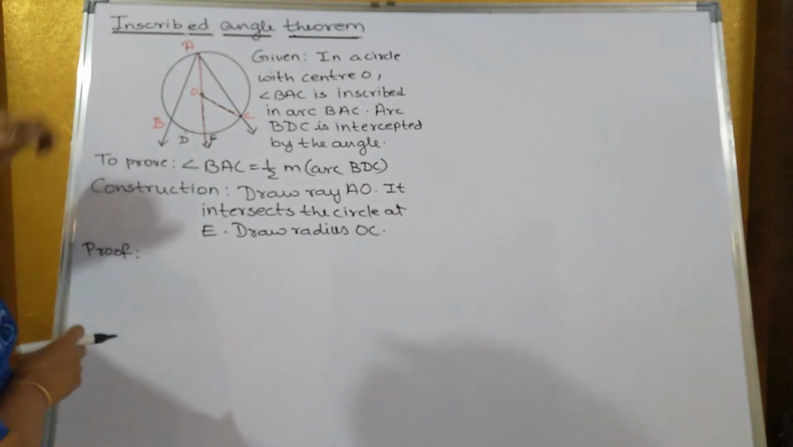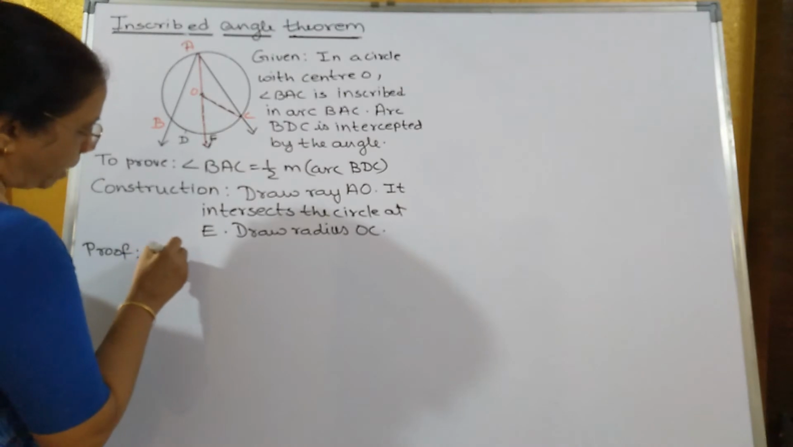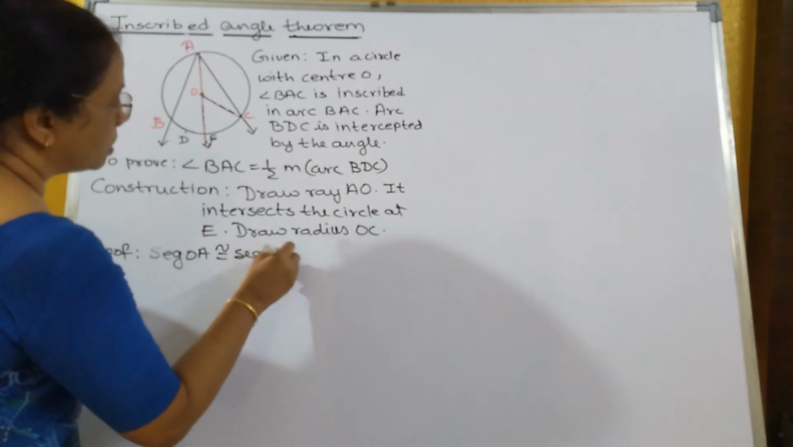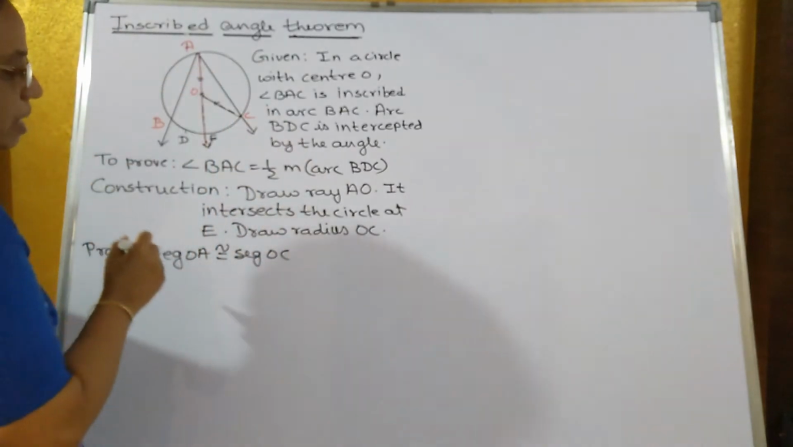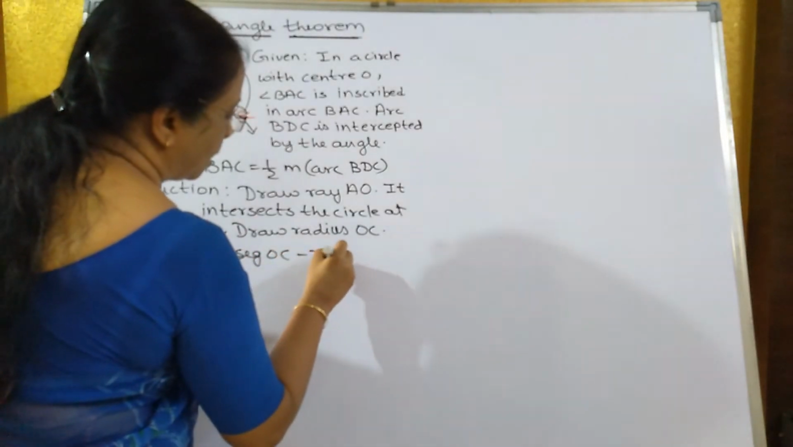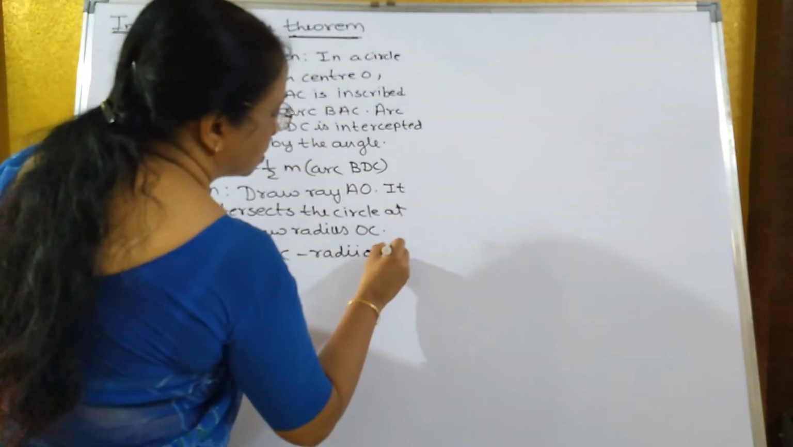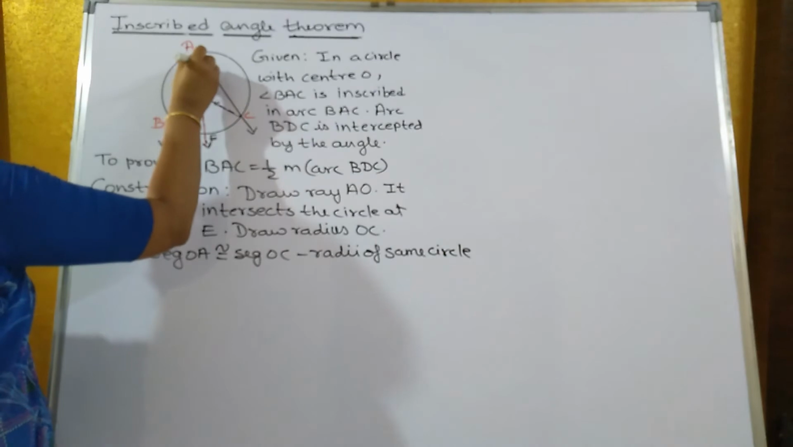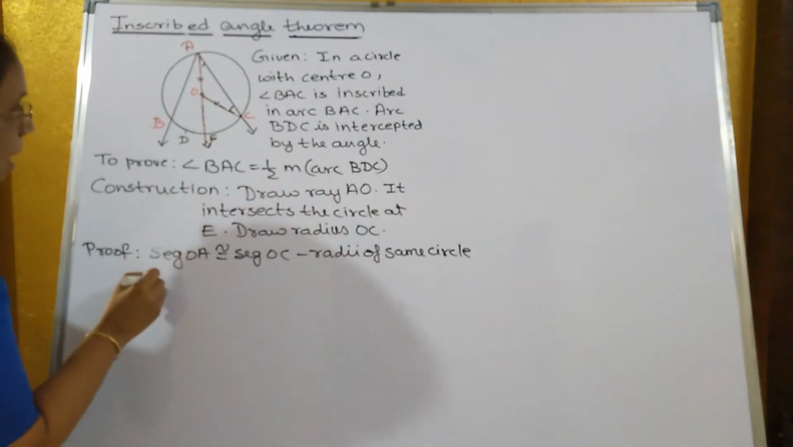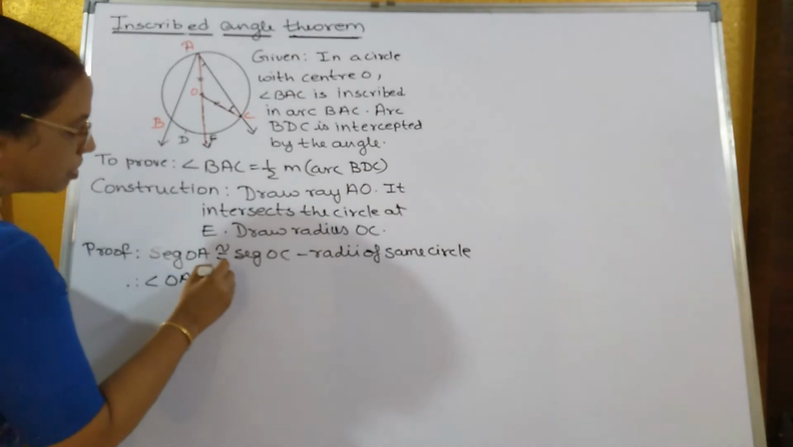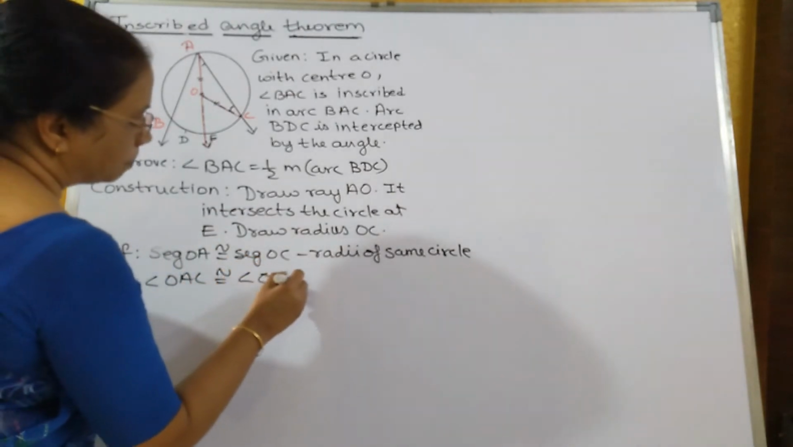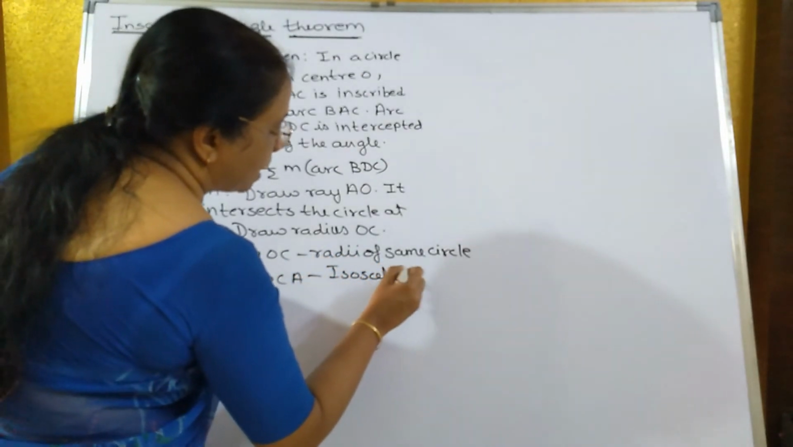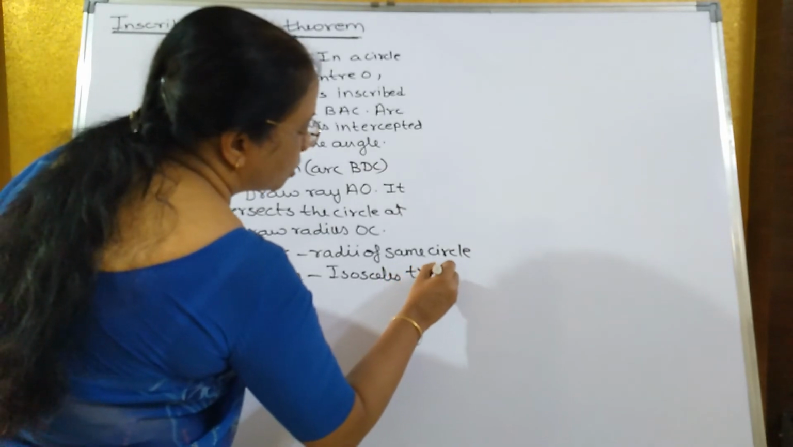Now seg OA is congruent to seg OC. This is congruent to this. Why? Because they are the radii of the same circle. Therefore this angle and this angle are equal. Therefore angle OAC is congruent to angle OCA. Reason, what you'll write? Isosceles triangle theorem. So if two sides are congruent, then the angles opposite to them are also congruent.